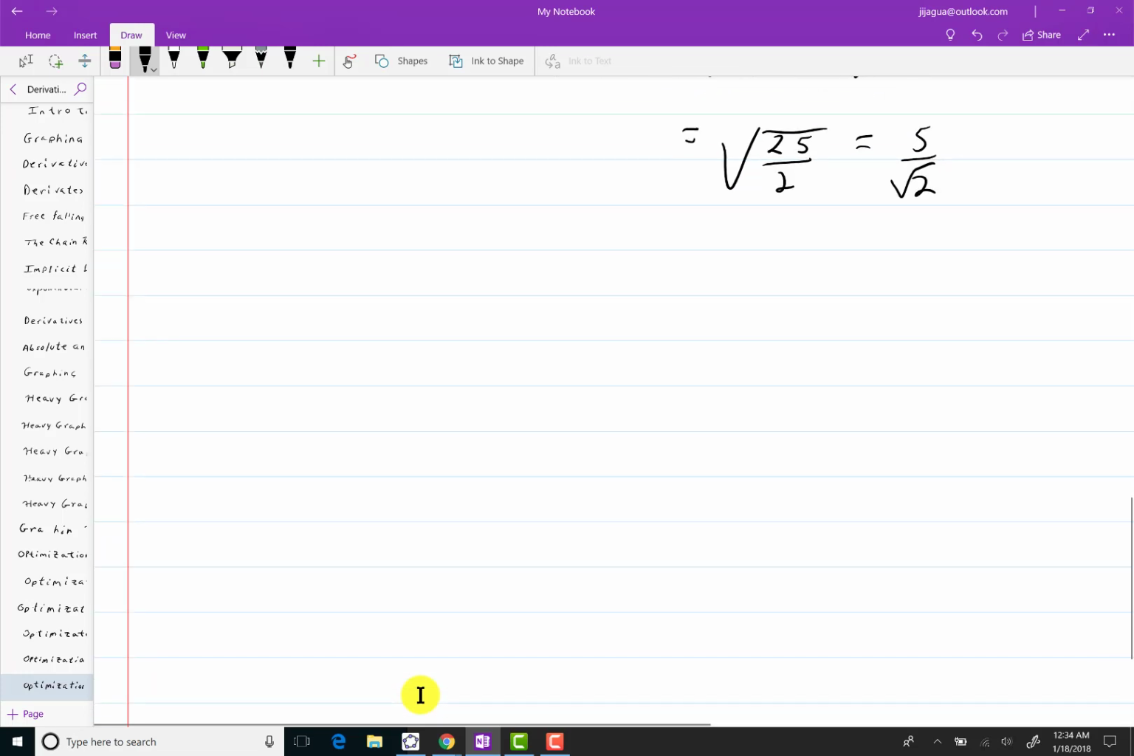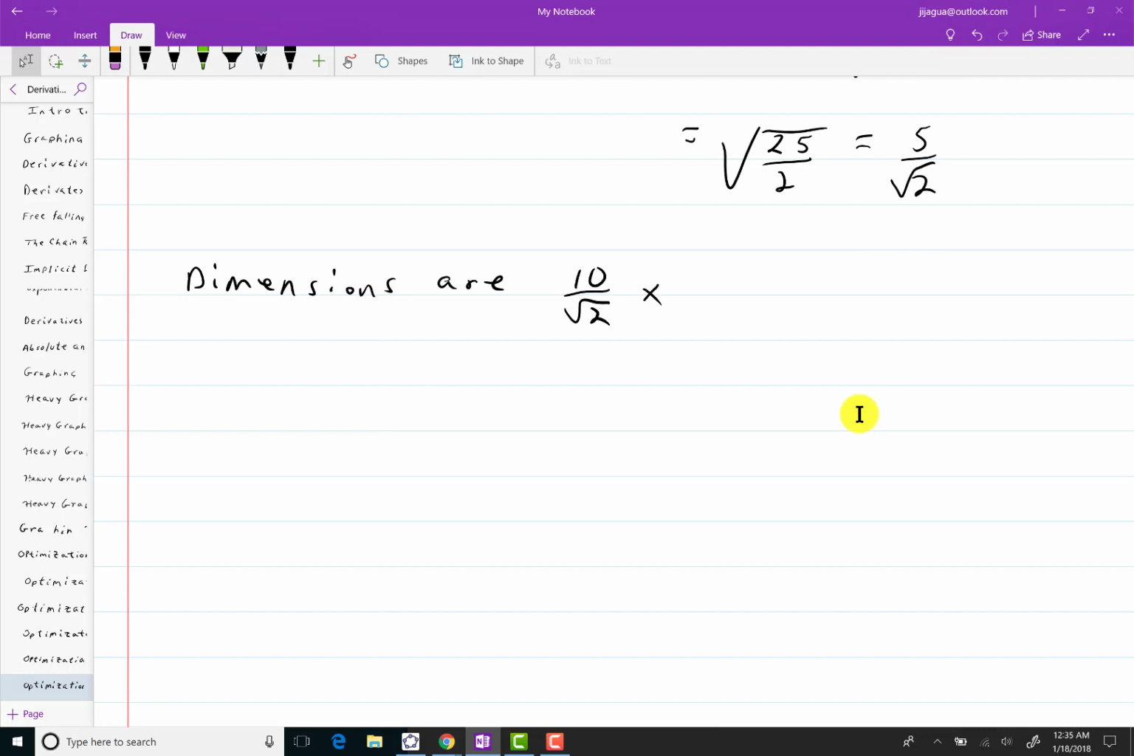So then our dimensions are, now remember we wanted not just x but 2x. So I'm going to have 2 times 5 over radical 2, that'll be 10 over radical 2. And we'll use this not as an x, but as a by. 10 over radical 2 by 5 over radical 2. And there you have it.